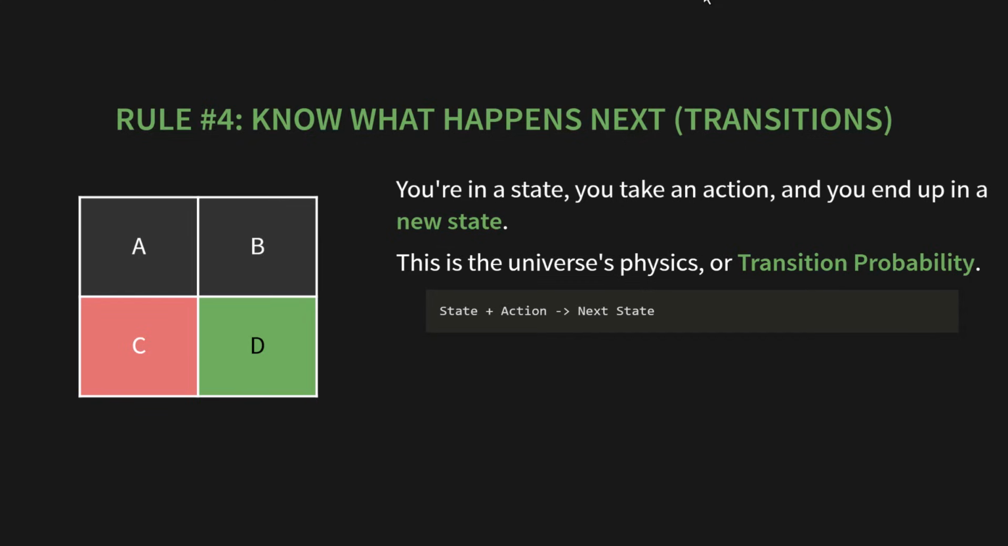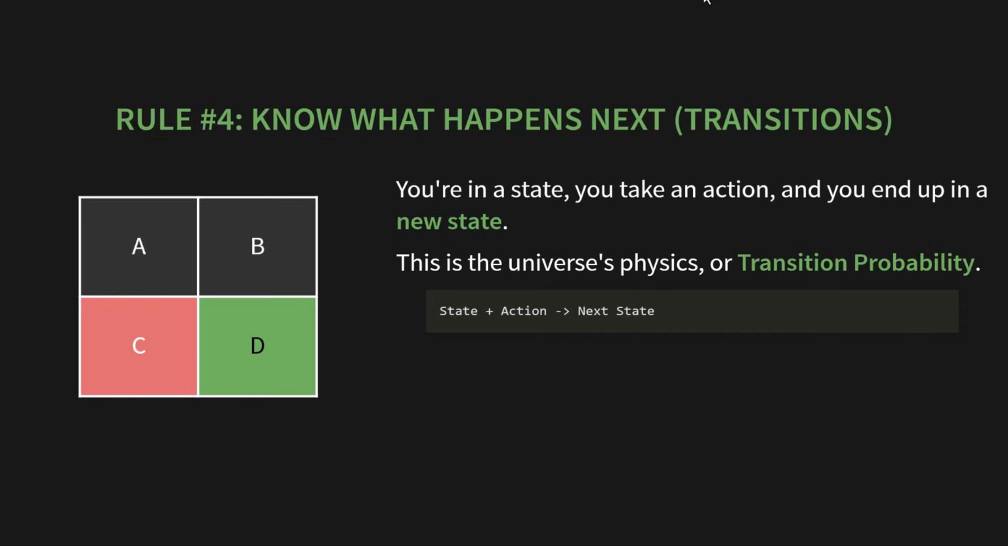For our simple maze, the physics are predictable. We call this deterministic. If you're in state A and you take the action to go east, the transition rule says you will end up in state B with 100% certainty. It's basically a lookup table for how the world works.